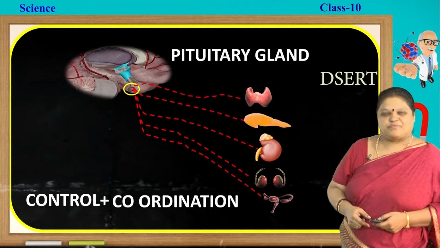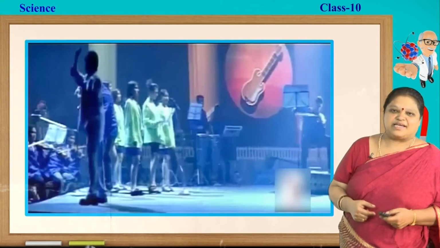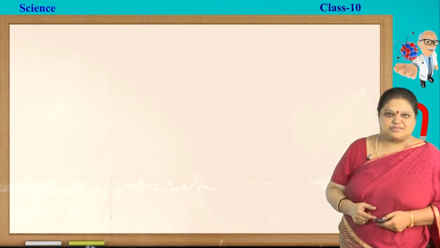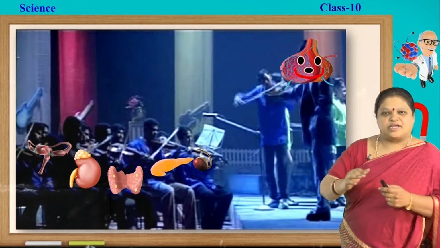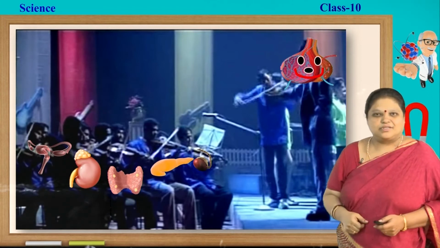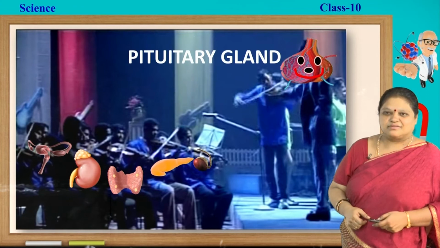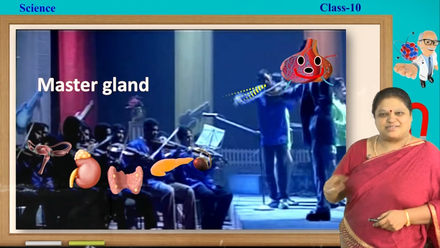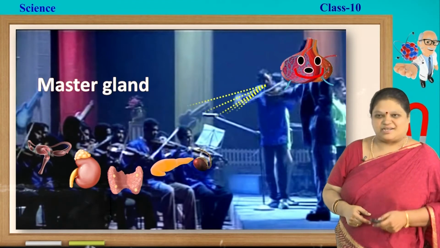That is why the pituitary gland is like the master in music, how he guides the entire orchestra. There may be a guitarist, flutist, drummer. He will guide everybody by swinging a wand. Like that, you consider the pituitary gland the master gland, do you not think so? It controls all the other glands, so you call it the master gland.